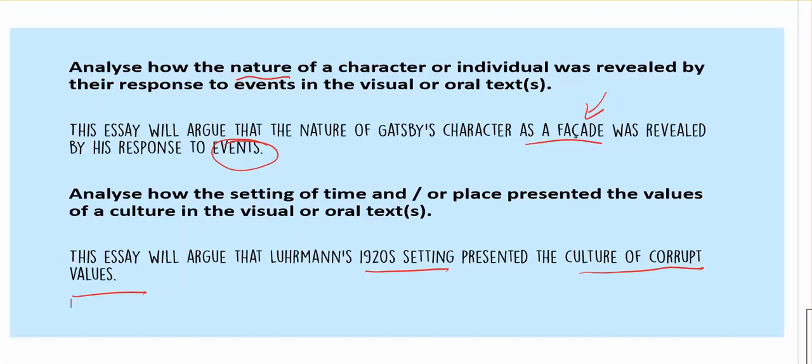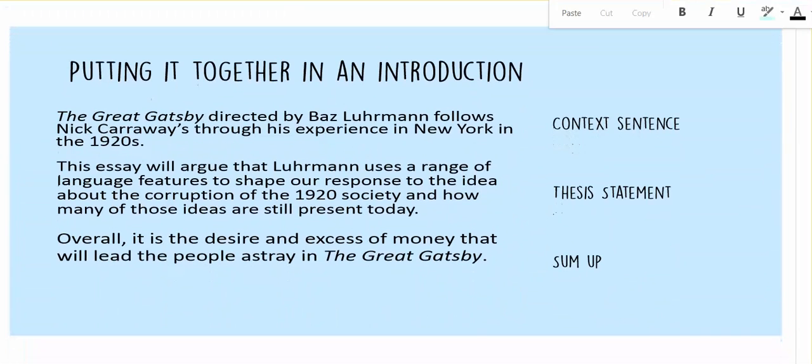So now we know how to write our thesis statement, we need to put it together into an introduction. Our first sentence is our context statement. This is just where we explain a little bit about the text. So we say, The Great Gatsby, directed by Baz Luhrmann, follows Nick Carraway through his experience in New York in the 1920s. Your context statement doesn't have to be long, it is just a one-sentence summary.